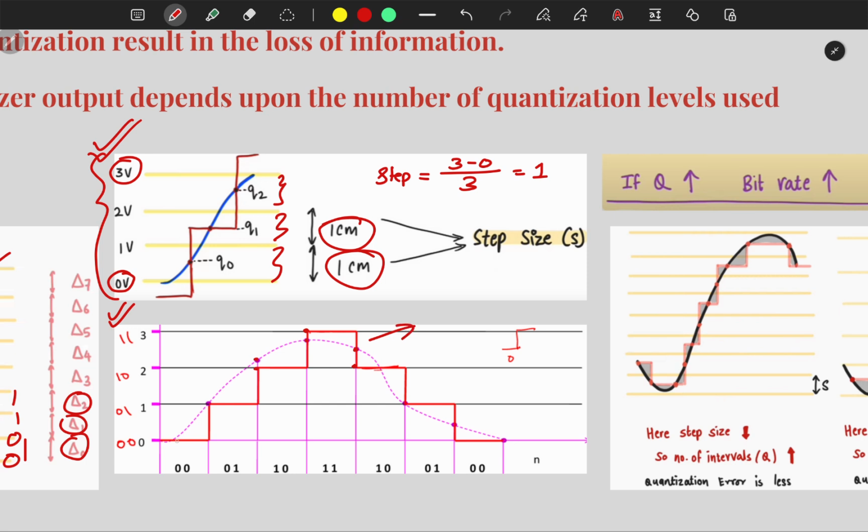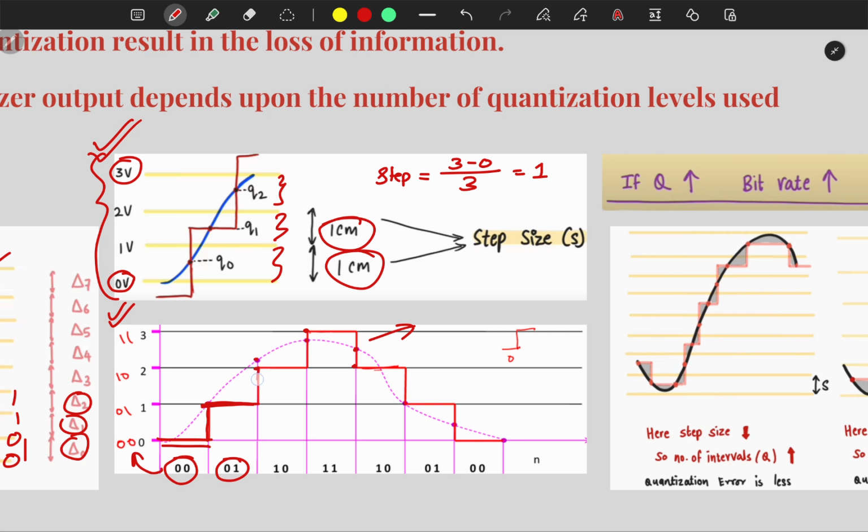So for here there is no movement of the graph, so the value is 0. We'll take the value for this as 0 0. This is just the binary number for the value 0. Then after that the graph goes up, and if we connect this line to here, we get the value of 1. So we'll get 0 1 as the binary value of 1.